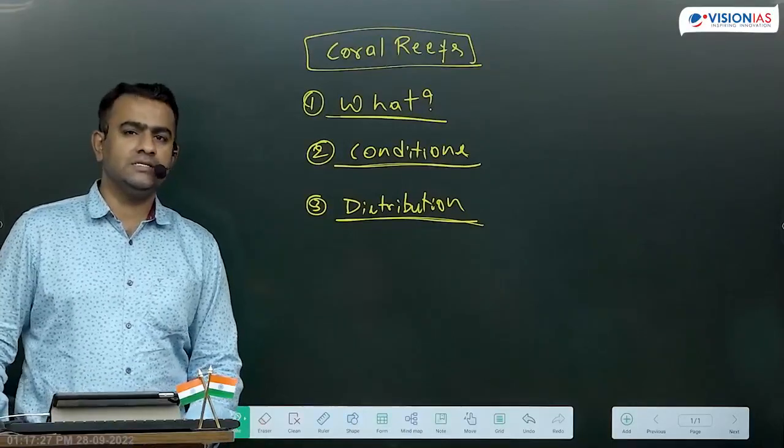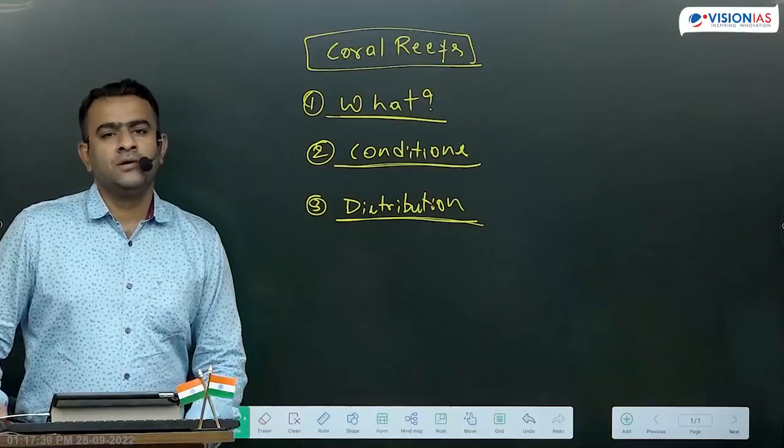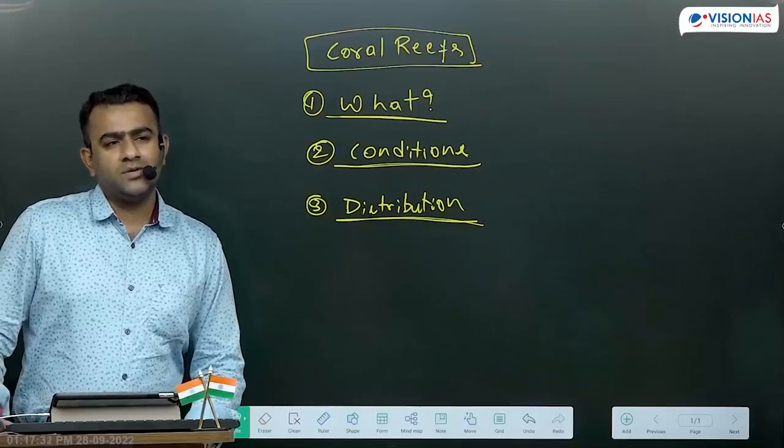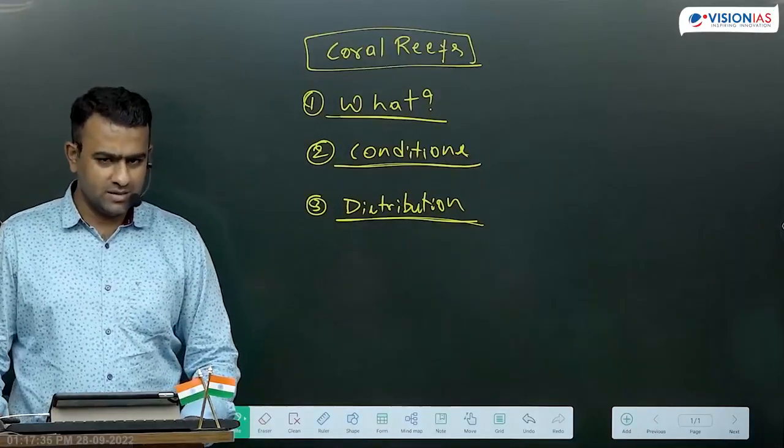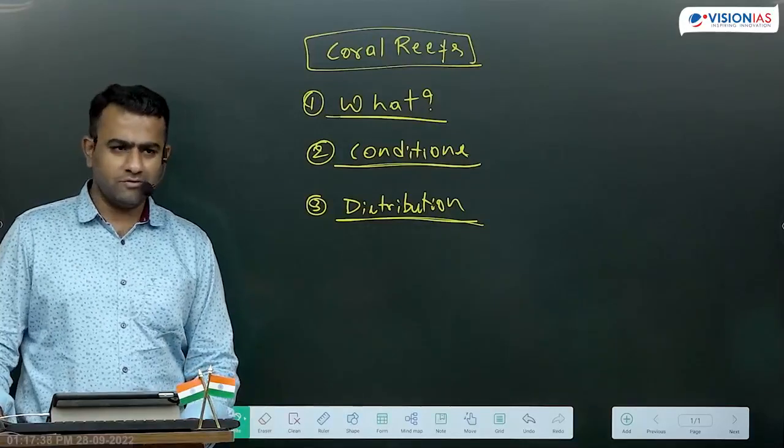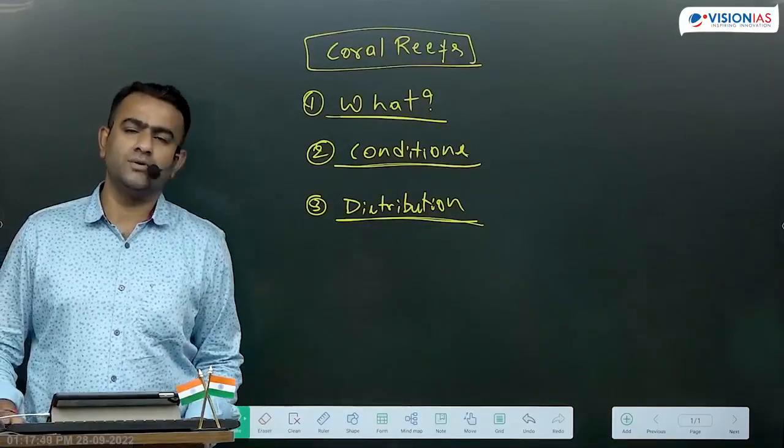Pelagic deposits. So these are different parts of the ocean. Okay, we'll study about this in environment. Okay, pelagic, littoral, photic, aphotic. These are different zones of the oceans.